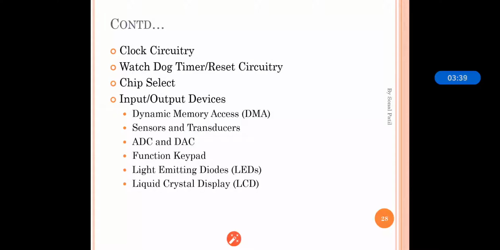DMA is nothing but direct memory access. Generally, the data transfer between the input-output devices and memory is coordinated by the CPU. In case the handling of input-output devices by the processor is not sufficient, then the data transfer between the input-output device and memory can take place directly, which is known as direct memory access, where the data transfer between the input-output device and the memory takes place directly. That is nothing but DMA.